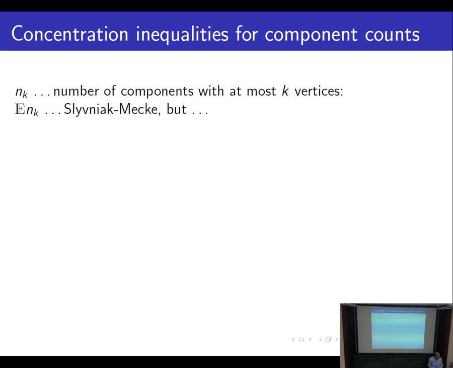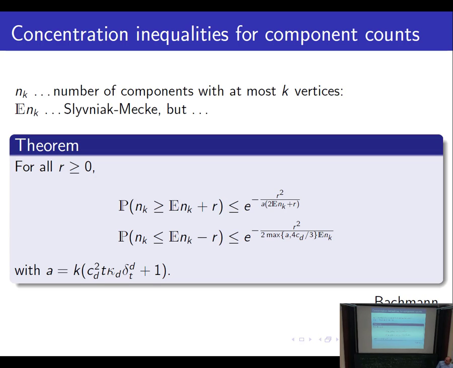And then Sascha Bachmann was interested in the question, can we count the number of components with at most k vertices? And this is again something which can be done because this is something which is local. If you have at most k vertices, you cannot be too far away from each other, and you get a concentration inequality for component counts if you bound the number of vertices in this component from above.